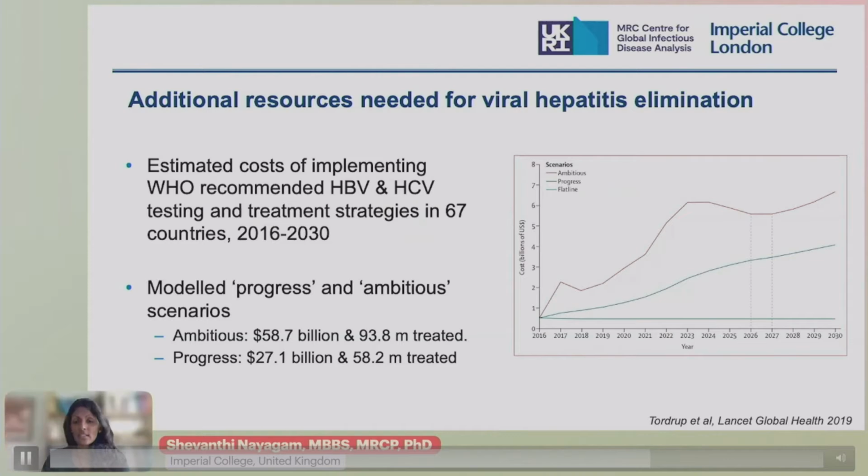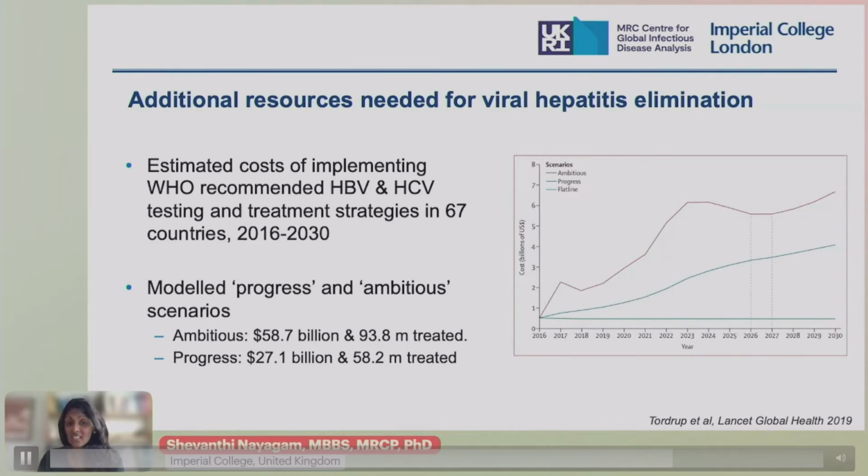A study in 2019 by WHO and colleagues looked at the additional resources needed for viral hepatitis elimination, and they estimated the costs of implementing the WHO recommended hepatitis B and C testing and treatment strategies in 67 countries from 2016 to 2030. And they modelled 2 scenarios, a progress scenario and a much more ambitious scenario where they treated 93.8 million people with hepatitis B and C.